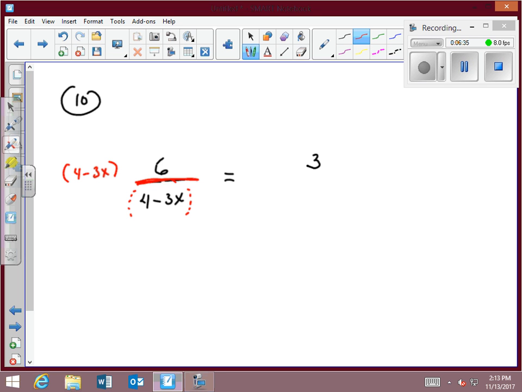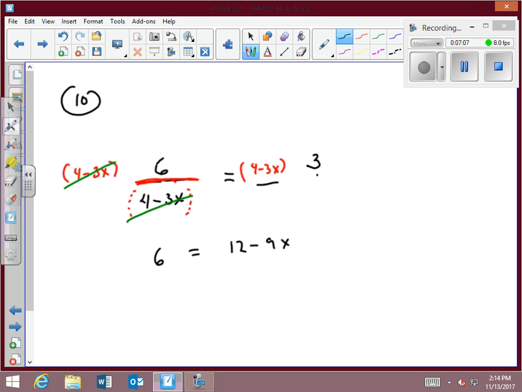So then I have to multiply 4 minus 3x on this side. So on the left-hand side, what happens? Those bracketed items are the same, and they cancel. They're multiplicative inverses. So the left-hand side is 6. On the right-hand side, we have to distribute the 3 across this. So it's going to be 12 minus 9x.